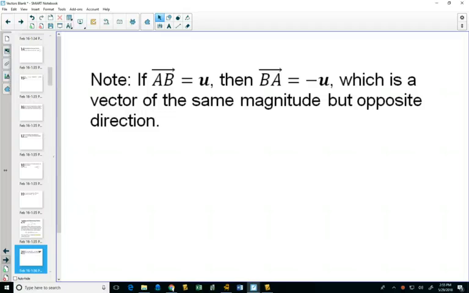So if you have one vector AB and it's labeled as the vector U, then the vector in the opposite direction would just be multiplying by a negative. And we've seen that already, where multiplying by a -1 just changes the direction of the vector. It has the same length, just going in the opposite direction. So BA is U, and then AB would be negative U.